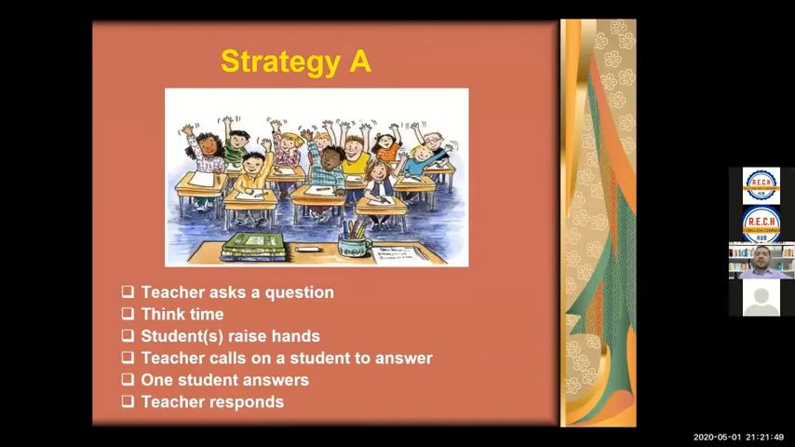What do you think are the drawbacks, the weaknesses of strategy A? Let me facilitate that to you. Let me ask you the question in a different way. In strategy A, how many students are involved in the task? How many students are actively involved? If you have 20 students and you followed this strategy, which is teacher-centered, yes.